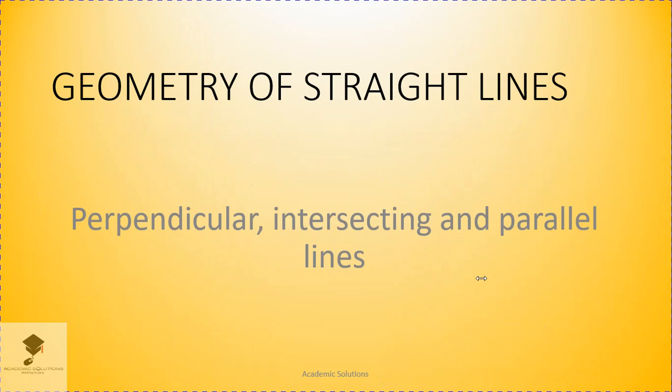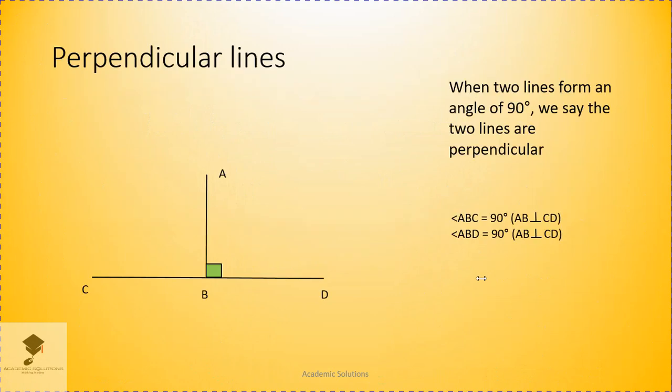Now our topic for today is geometry of straight lines, and we are going to focus on perpendicular, intersecting and parallel lines. Now the first one that we're going to discuss is perpendicular lines. So this is when two lines form an angle of 90 degrees and we say the two lines are perpendicular.